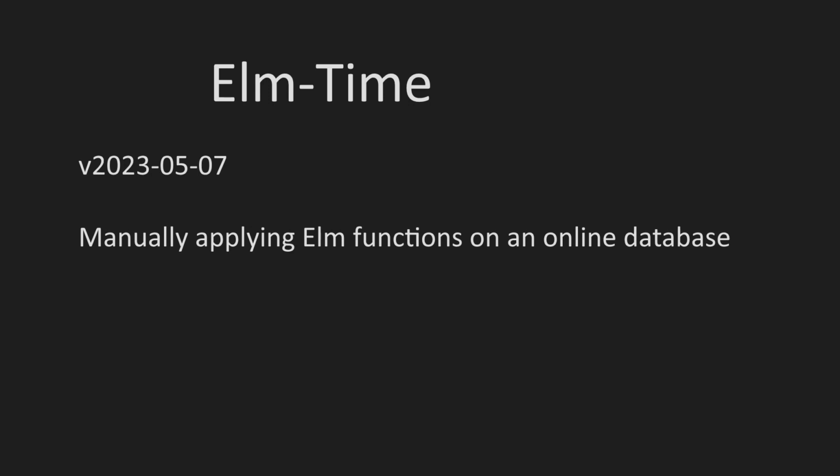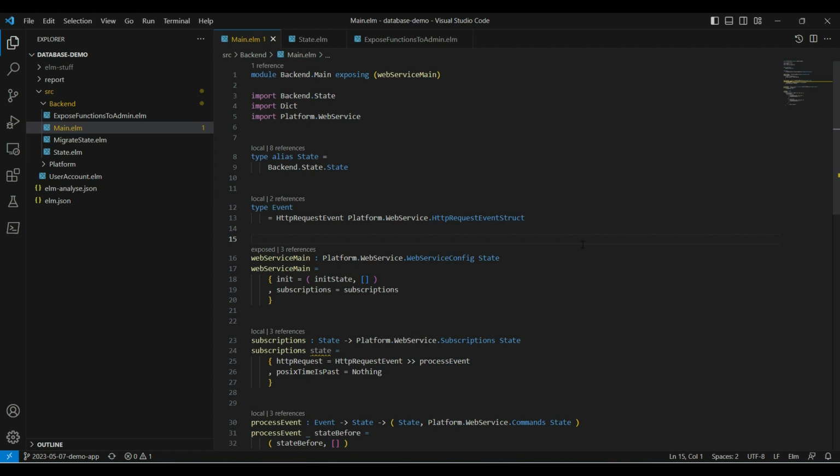Hello everyone. This week I added a new feature in ElmTime, and this enables us to take a custom update function written in Elm and apply that to an online database in production. So how does that work? I've got an example here.